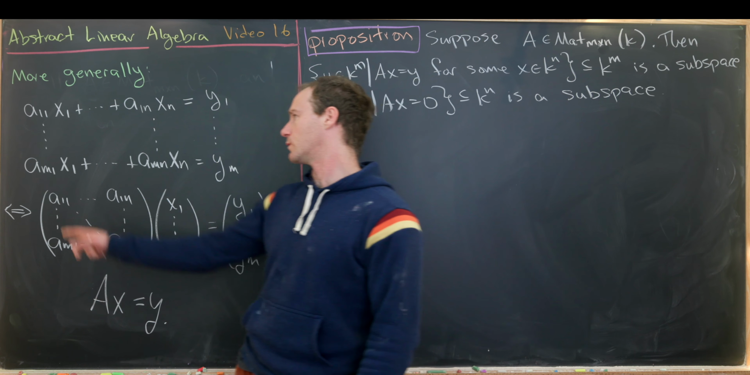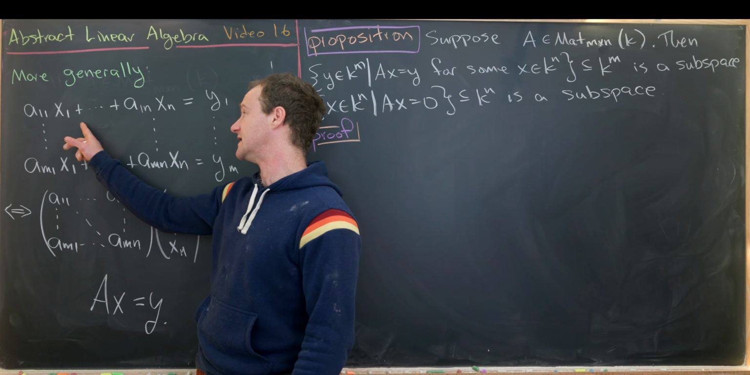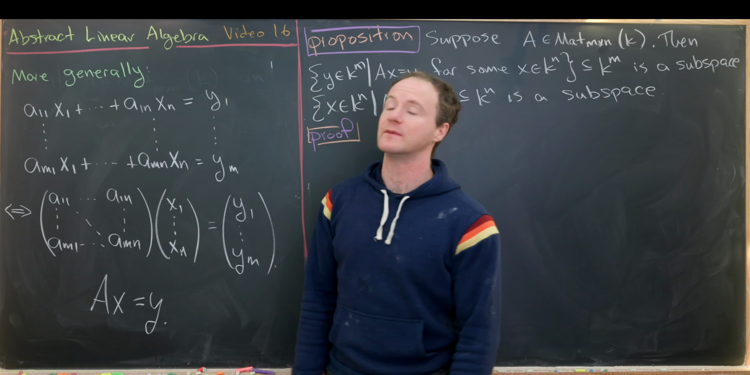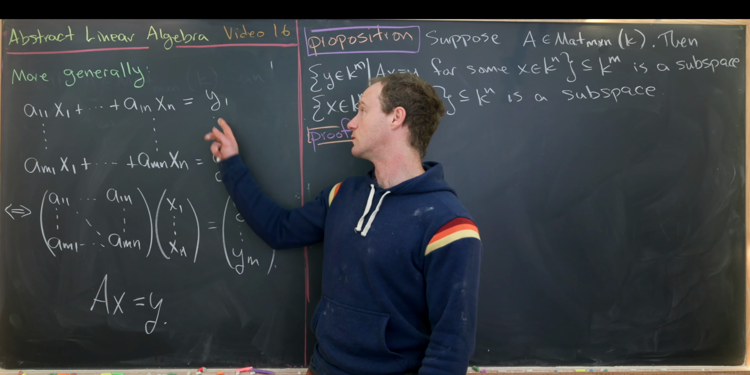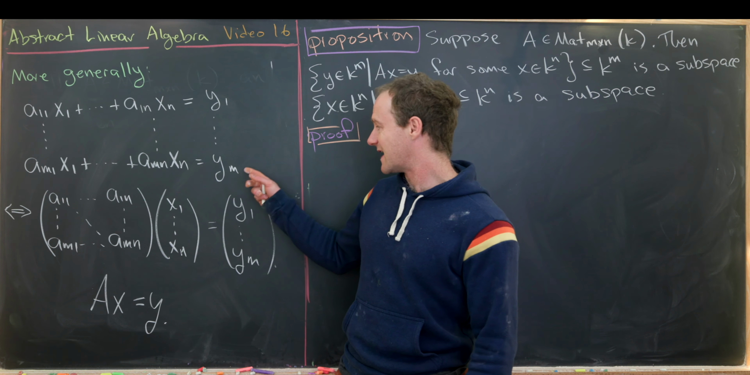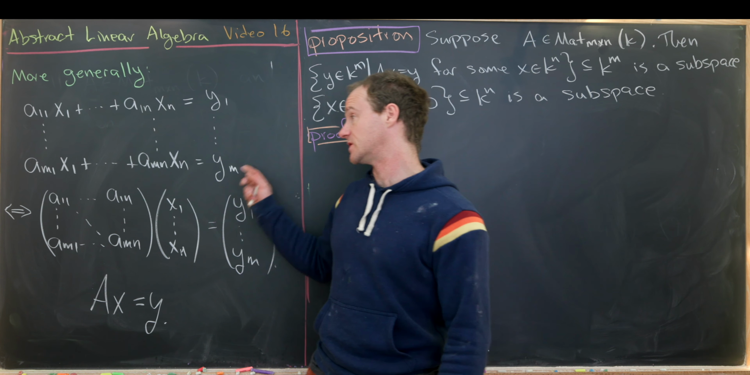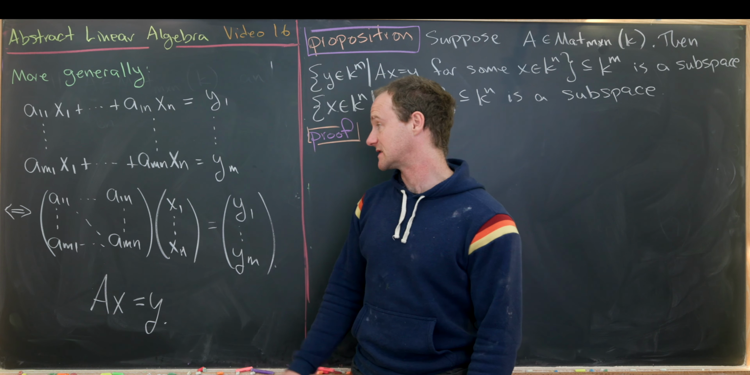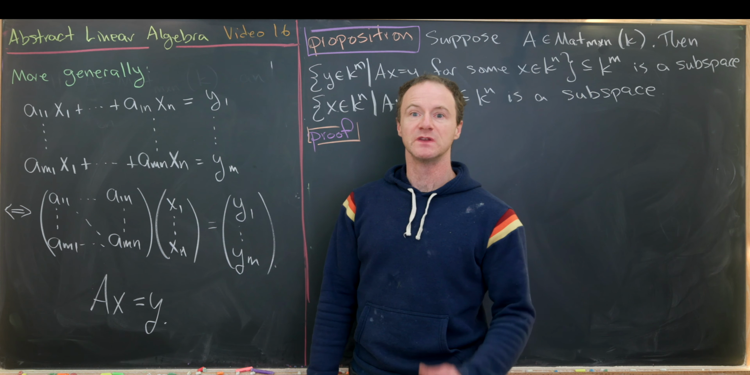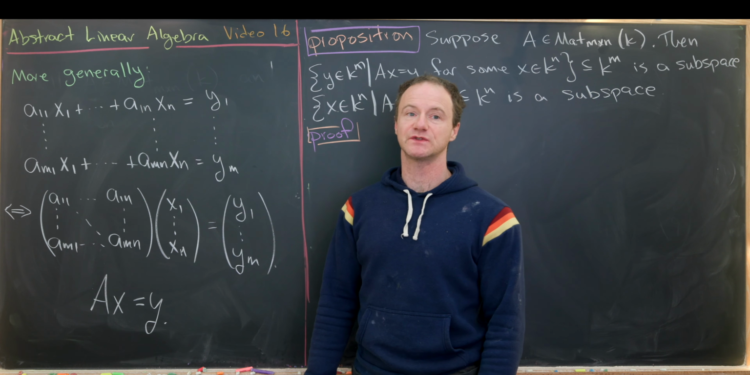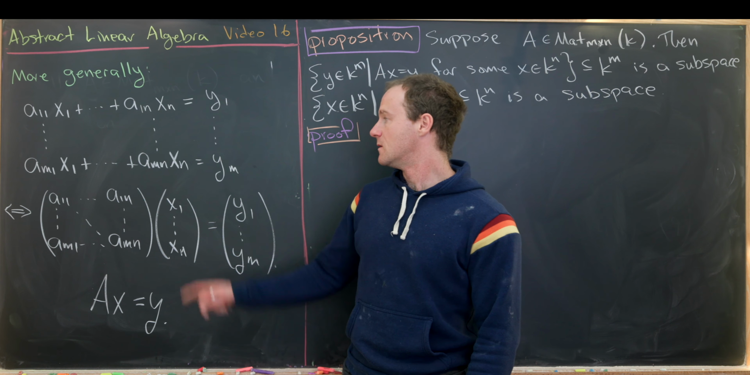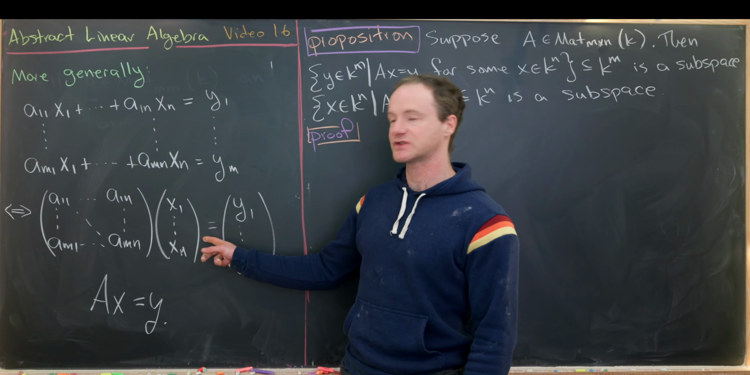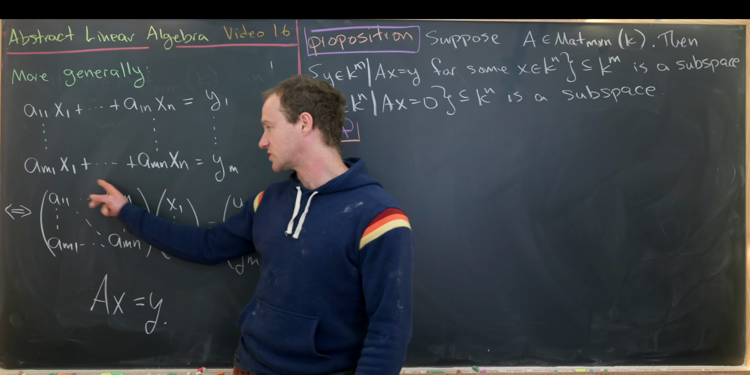And then the second one will be a21x1, a22x2, all the way up to a2nxn equals y2. And then down here, the mth equation will be am1x1, all the way up to amnxn equals ym. So again, we have m equations with n unknowns. But that's equivalent to the following matrix equation, where we have a matrix of coefficients.